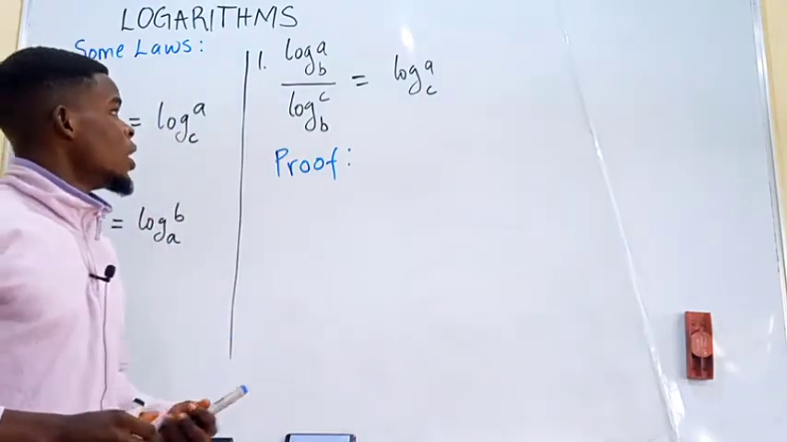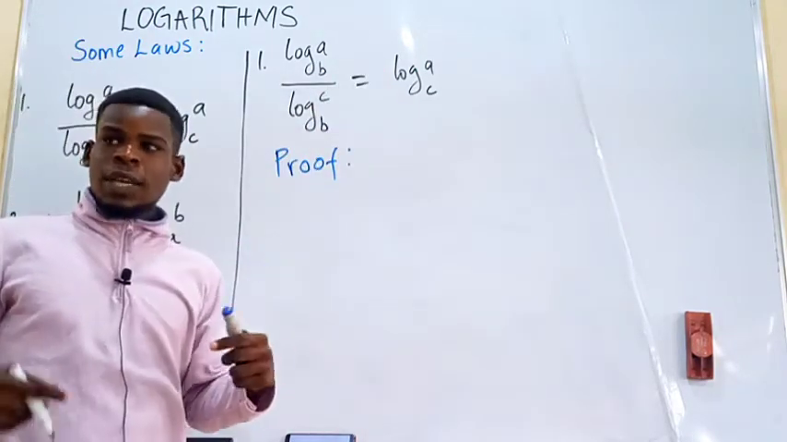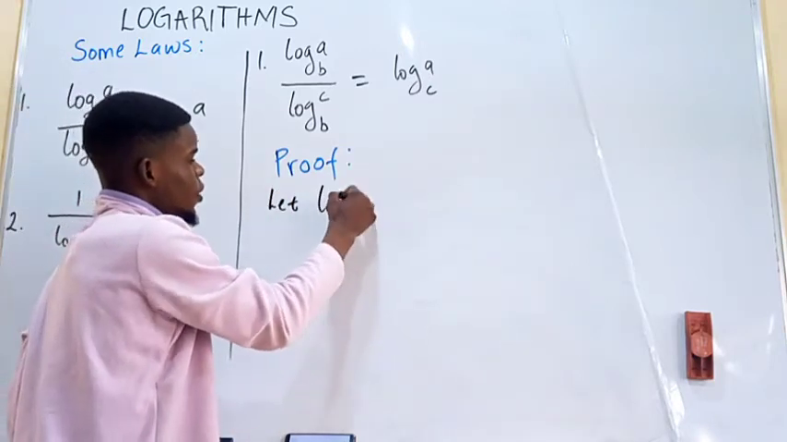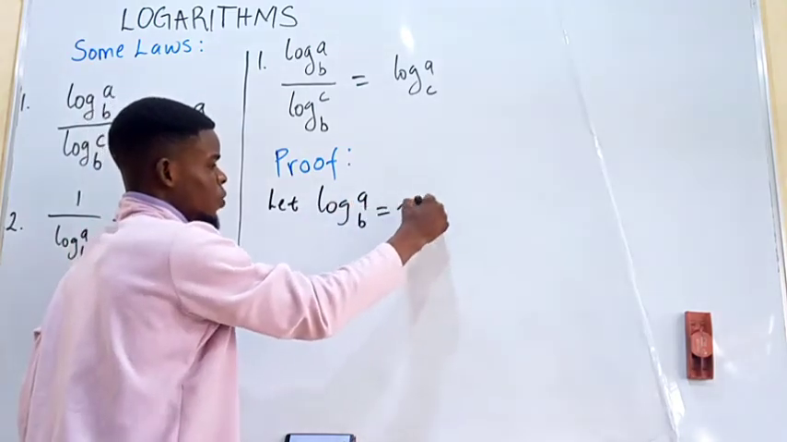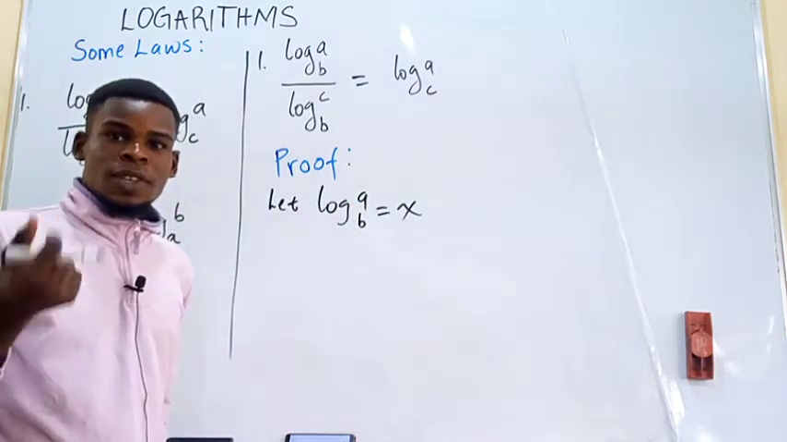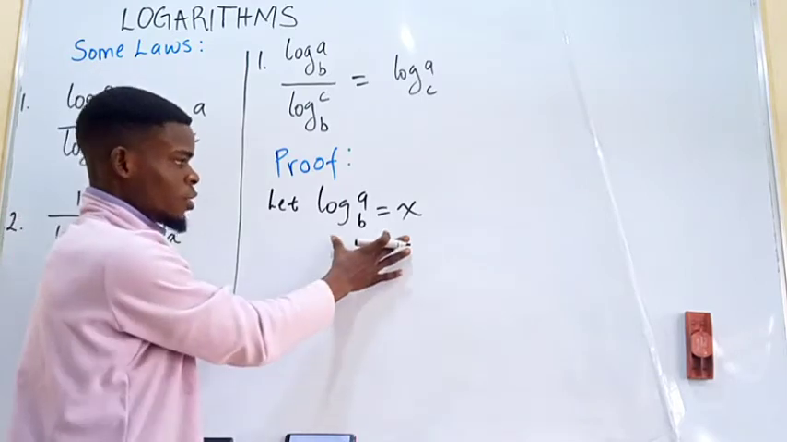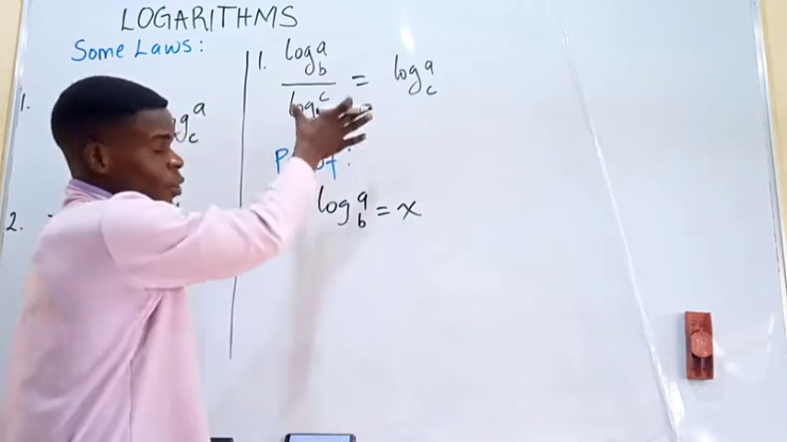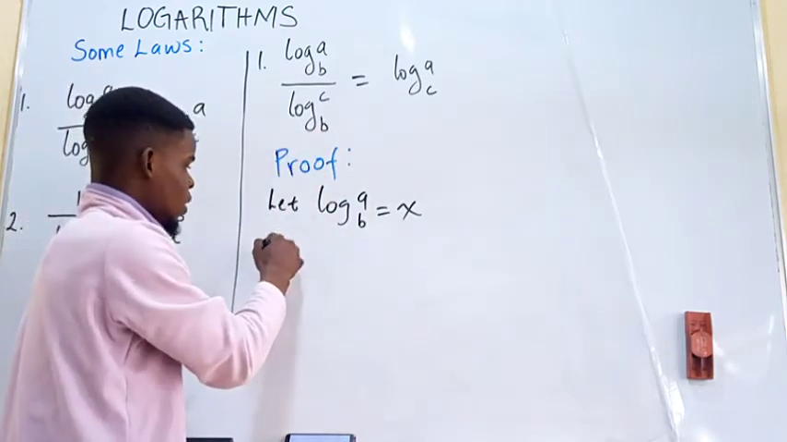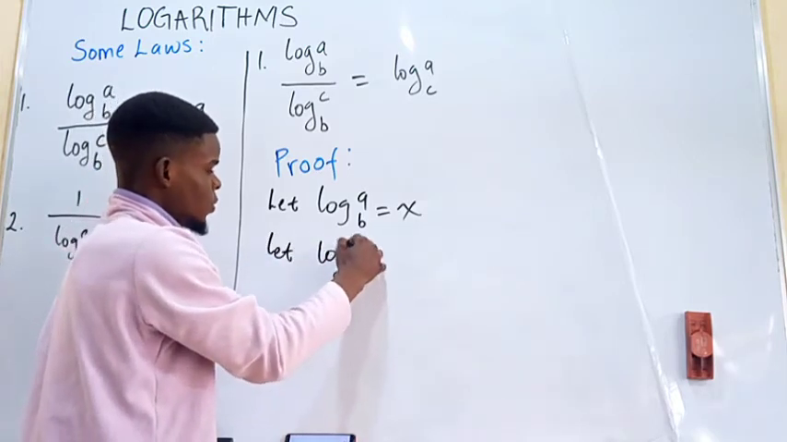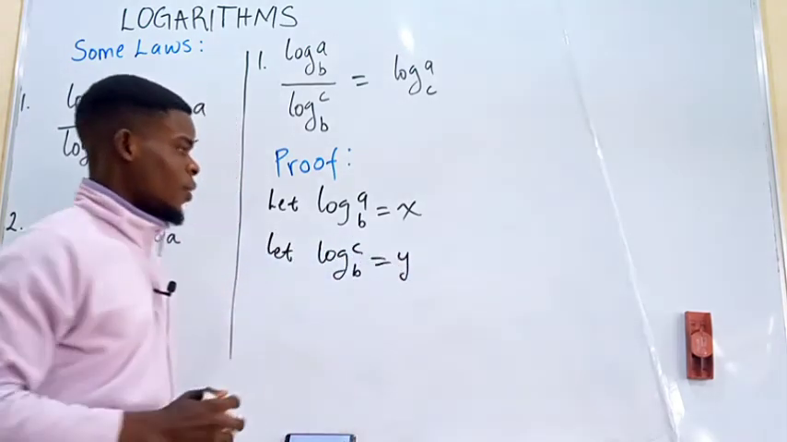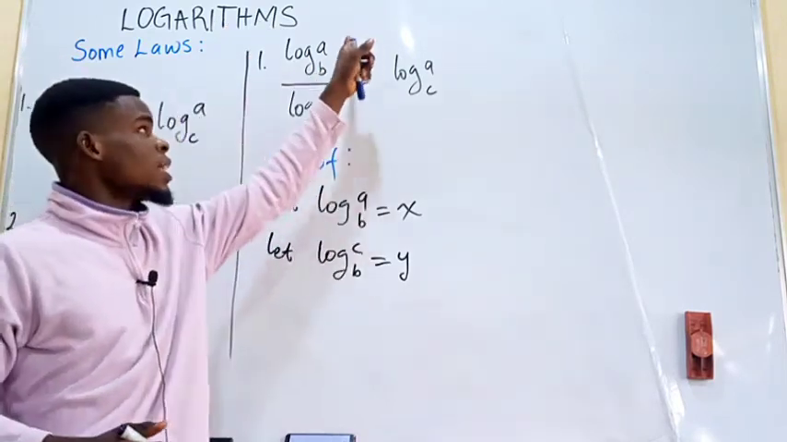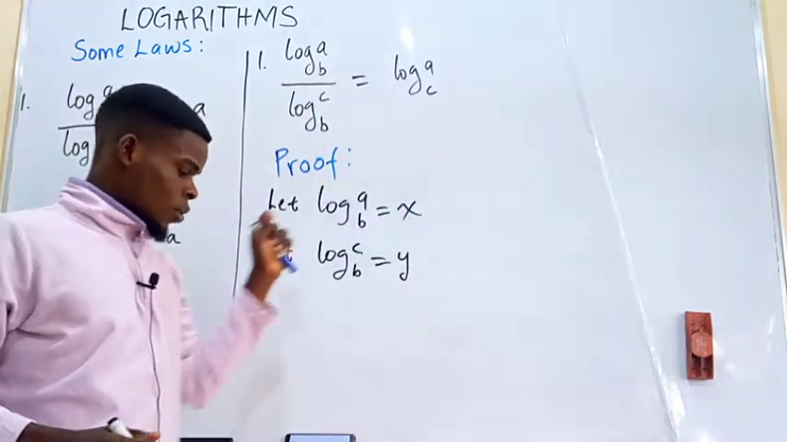Now, looking at the numerator and denominator, I would like to give them some names. Let the numerator, that is, the logarithm of a to base b, be equal to x. And I'll also give the denominator a name, so let the logarithm of c to base b be y. That means that in this place, we're going to have x, and here we're going to have y. So it's just like saying x over y is equal to this. Very nice.